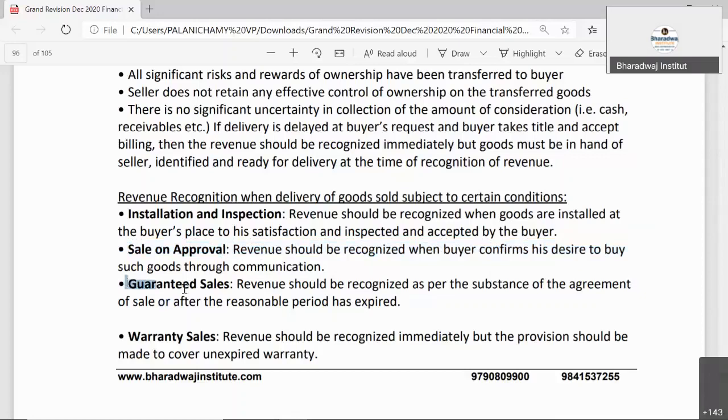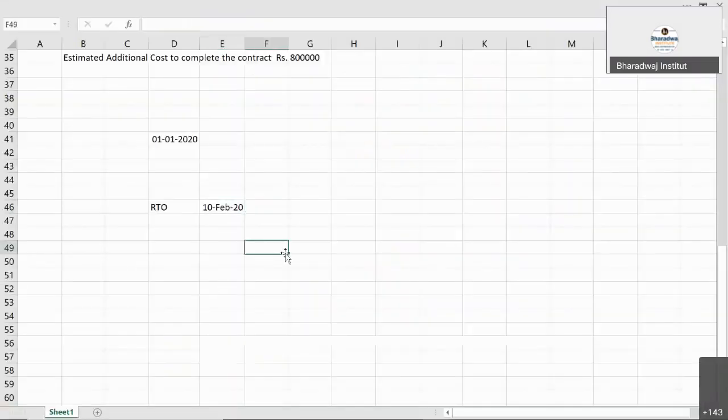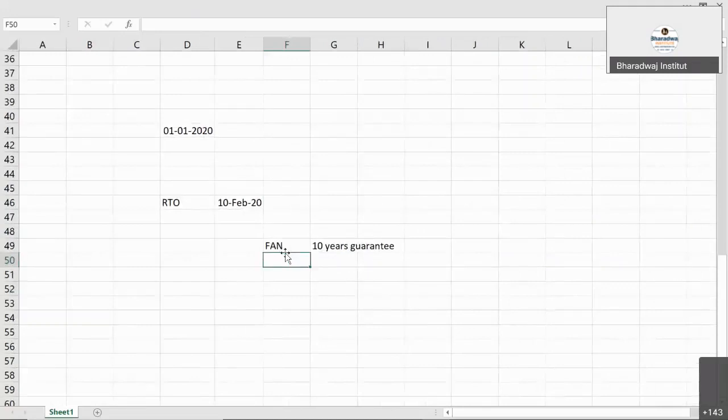In case of guarantee sales, I sell a fan with 10 years guarantee. So will you wait for 10 years to recognize income? No. Recognize the income, but provide for repairs and replacements. In case of guarantee, it is only repairs. Recognize the income, provide for repairs.